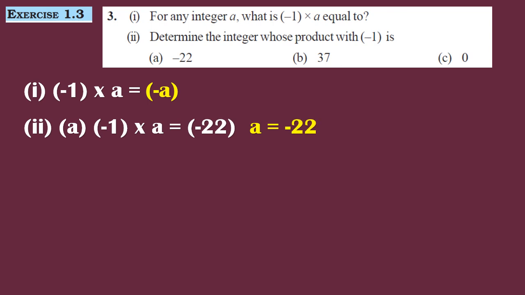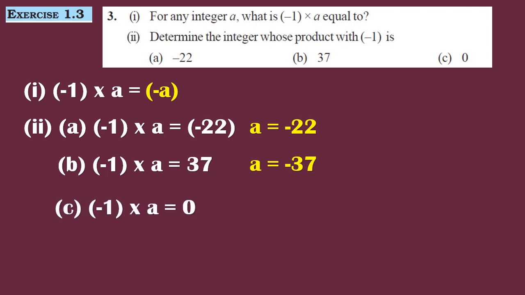So what we have to multiply is negative 22. Now to get 37, minus 1 into a equal to 37. Here the product is positive, so minus 1 into another minus should come. Minus into minus is positive. So it should be negative 37. And to get 0, of course, 0 only.